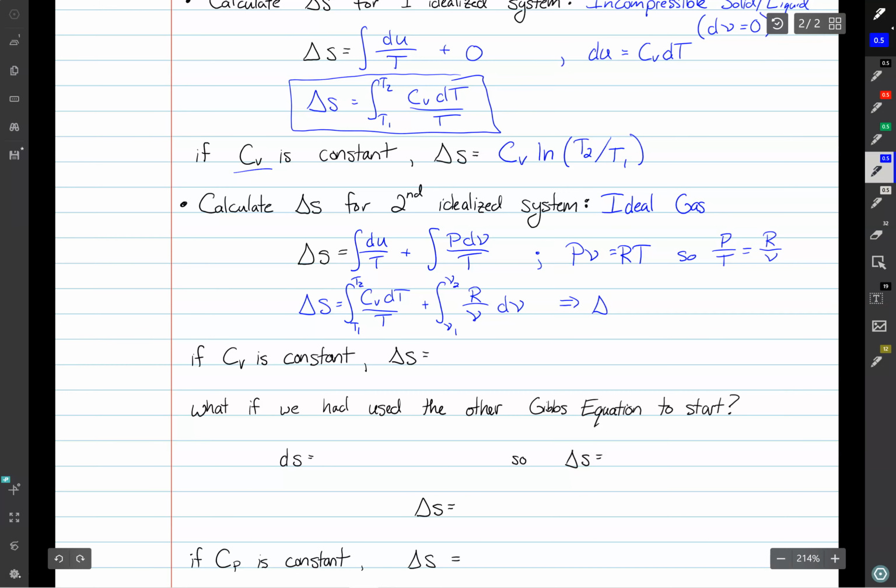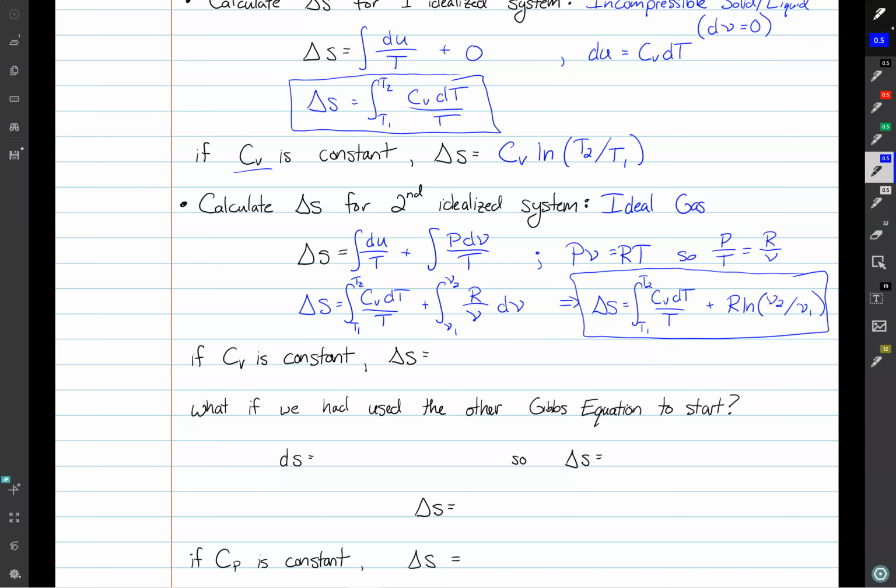So if we want to solve this more generally, the heat capacity is not in general a constant. So we would have to leave this part as an integral, dT over T. But the second part, R is a constant. So for an ideal gas, we can just solve that. That's R. Again, 1 over V, that becomes a natural log, V2 over V1. So if we want to calculate changes in entropy for an ideal gas, there's our equation right there.